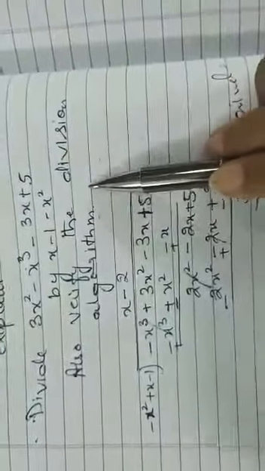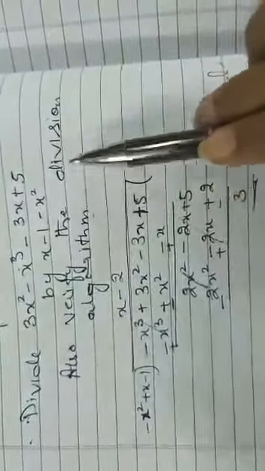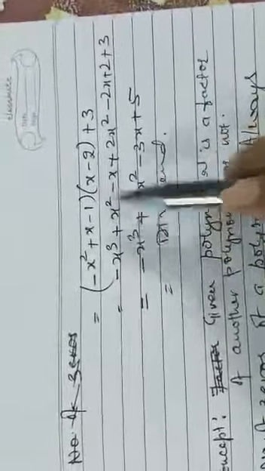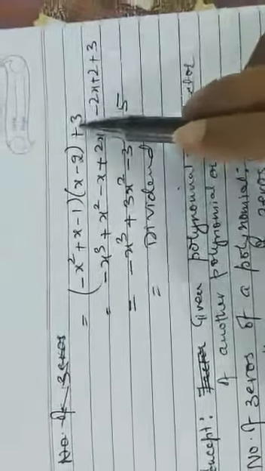Now I have to do one more thing here. I have to verify this division algorithm. Now to verify the division algorithm, what is it? You have done it even in your 5th class also. There is verification as dividend is equal to divisor into quotient plus remainder. Now divisor here is this, quotient is this, and remainder is 3. So let's do it. I have taken divisor into quotient plus remainder. Multiply these two. I have multiplied them, plus 3.